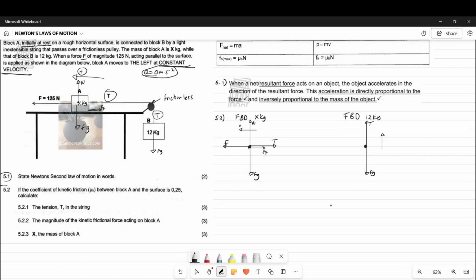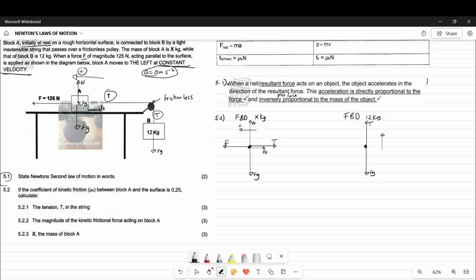Now they're asking us to state Newton's second law of motion. I believe you guys know this. It says that when a net force acts on an object, the object accelerates in the direction of the resultant force, or we can say net force. This acceleration is directly proportional to the force and inversely proportional to the mass of an object, right?